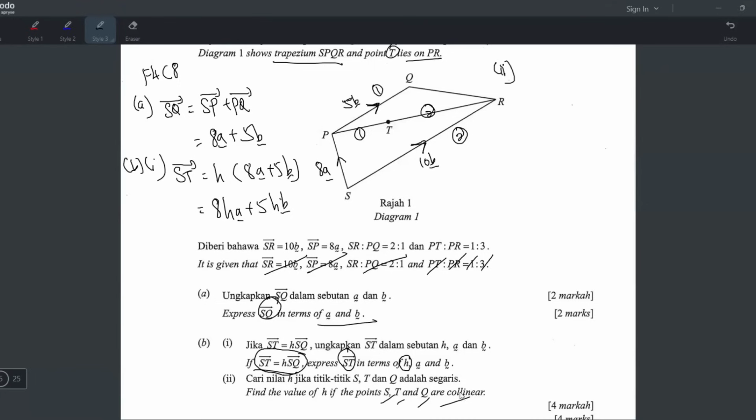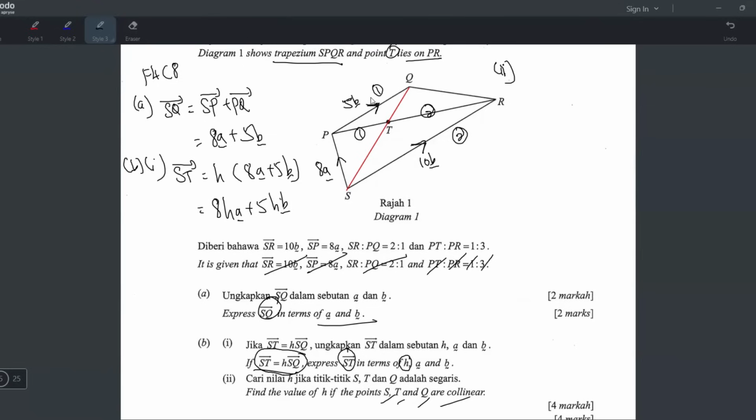So if they ask collinear, what is collinear? Segaris. So it means if I join from S to Q, dia akan pass through T lah, because dia segaris. So S, T, Q is collinear, sorry. Points S, T, and Q are collinear. And if they are collinear, it means what? It means if I take any two vectors along this line, they will be parallel. Okay. So how do you do it when the vector soalan asks for parallel? When you do vector punya soalan and they say parallel, you will always do what? You will take the two vectors equal and then letak lambda, right? That's what you do also for this question. But you have to choose any two vectors along this line lah. It can be ST, it can be TQ, it can be SQ.